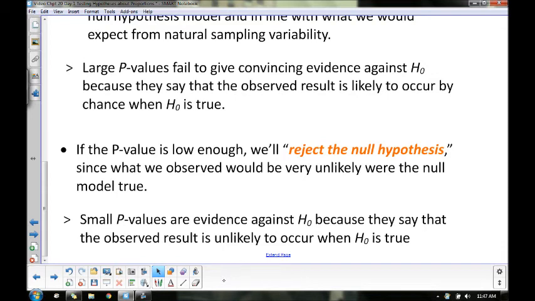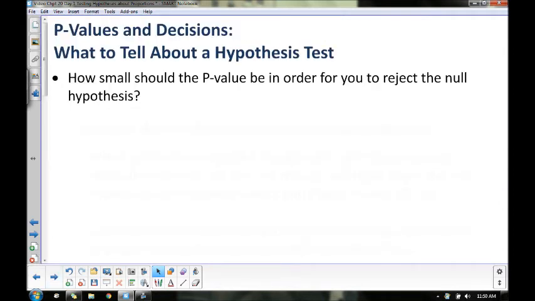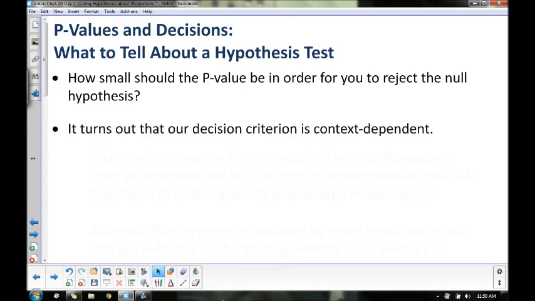Small p-values are evidence against your null, against your initial claim, because it says that that result is unlikely to occur if the original hypothesis was true. So, when we're trying to make our decision, exactly how small is small enough for my p-value to actually reject the null, to believe that somebody is lying, or to believe that my initial claim is not true? Well, it really is context dependent.